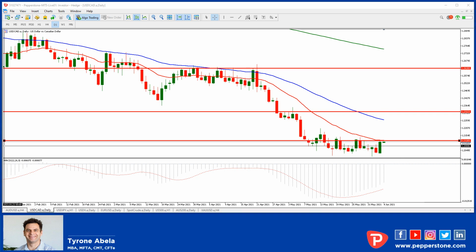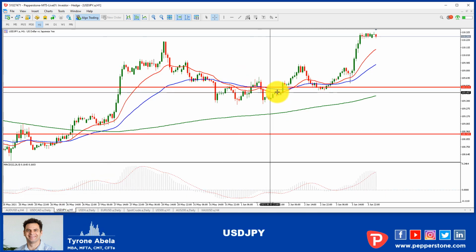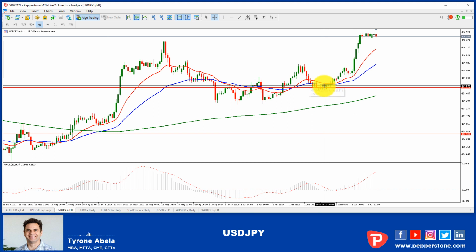All right, we'll move on now to the US dollar yen. This has been the golden child. It's done everything that we've wanted it to do. Very, very pleased with this one.